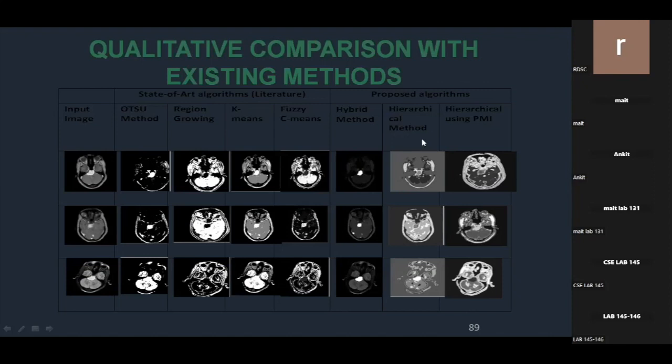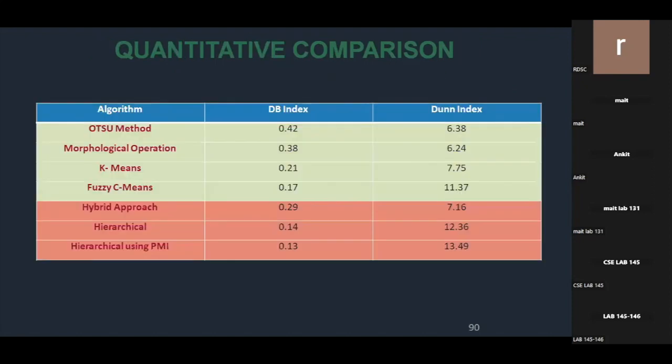Once we are done with this new clustering approach, we move towards the quantitative side. Is our algorithm better? We have taken two indexes, the DB index and the Dunn index, and we have calculated them for the traditional state of the art methods and our proposed approaches. You will find that PMI is really performing the best among all the cases, and this algorithm is very good at identifying the segmentation with the enhancement. So this can be used in segmentation and image enhancement.